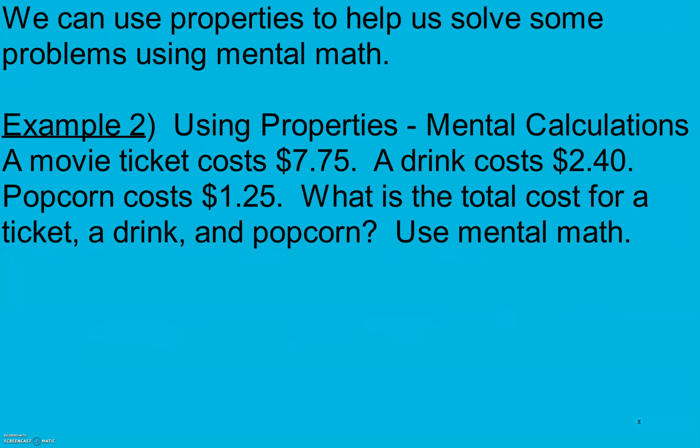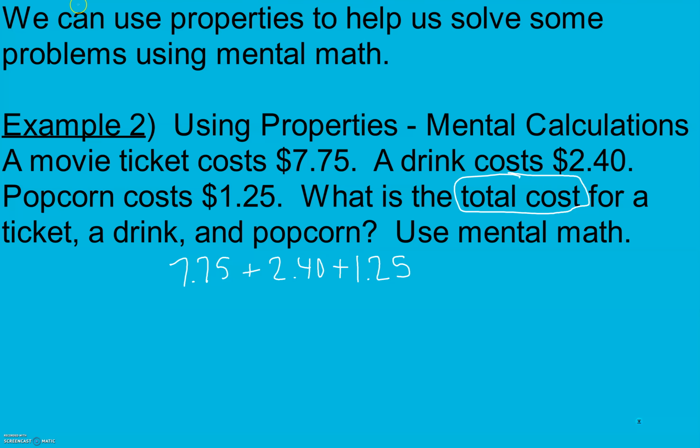We can use properties to help us solve some problems using mental math. So in example 2, a movie ticket costs $7.75, a drink costs $2.40, popcorn costs $1.25. What's the total cost for a ticket, a drink, and popcorn? Use mental math. So here we're looking for our total cost. And total means we're going to add these up. So $7.75 plus $2.40 plus $1.25.